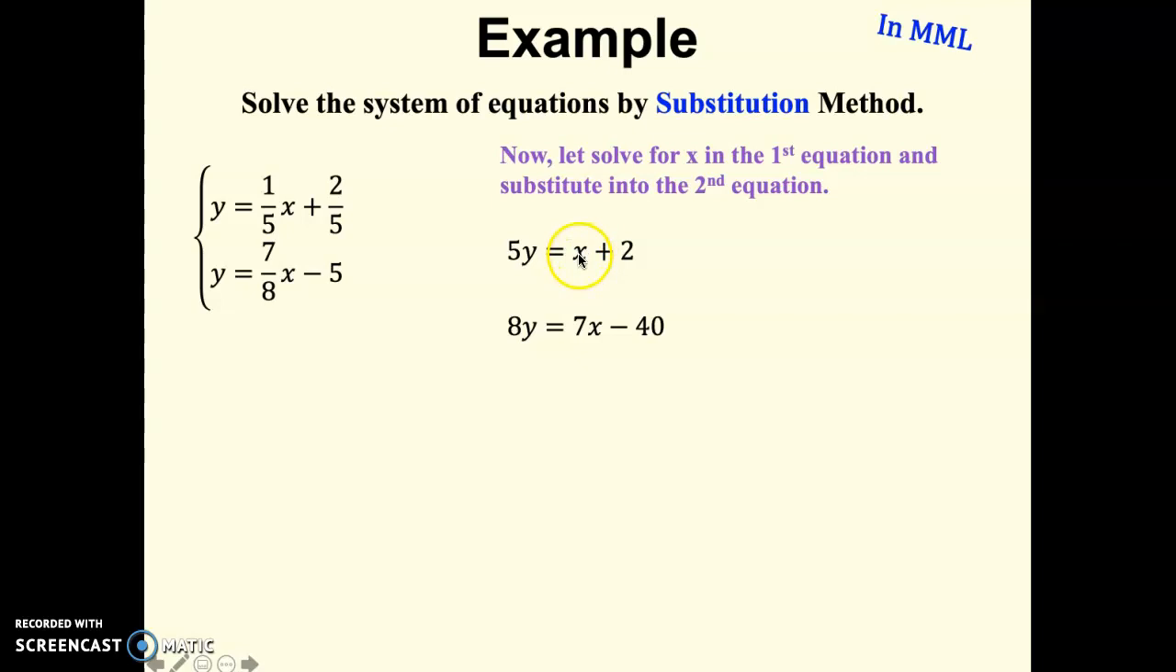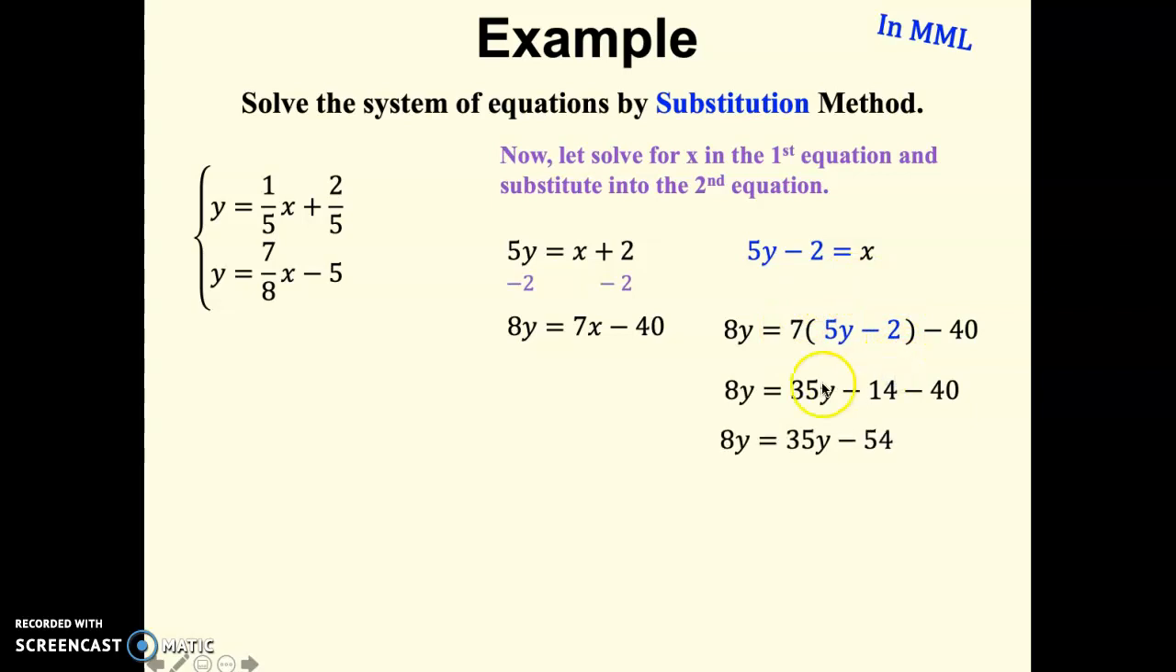I'm going to solve for x. I'm going to subtract 2 from this equation, and I get x equals 5y minus 2. So now in the second equation, where this x is, I'm going to take out the x and substitute in this expression for x. Distribute the 7 to both terms. So I get 35y minus 14 minus 40 equals 8y. I'm going to combine like terms here. Negative 14 minus 40 is negative 54.